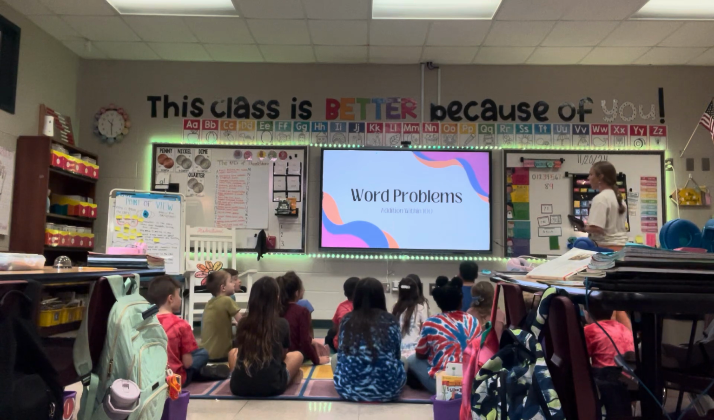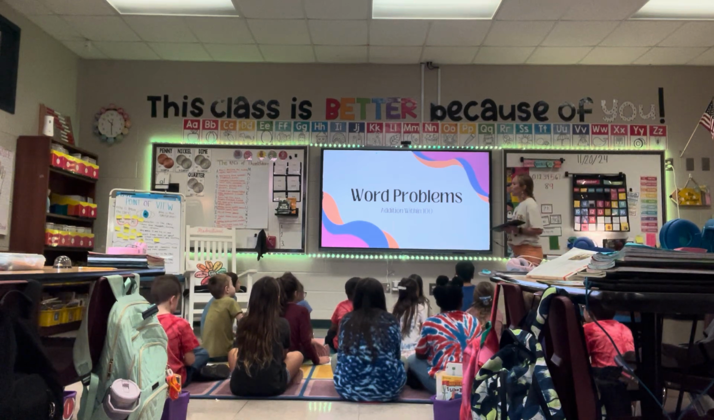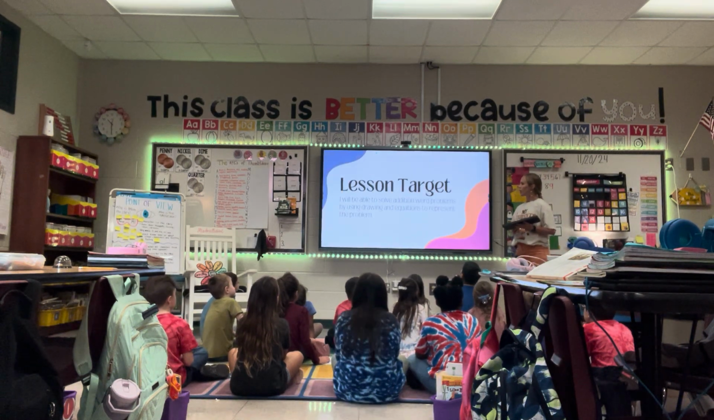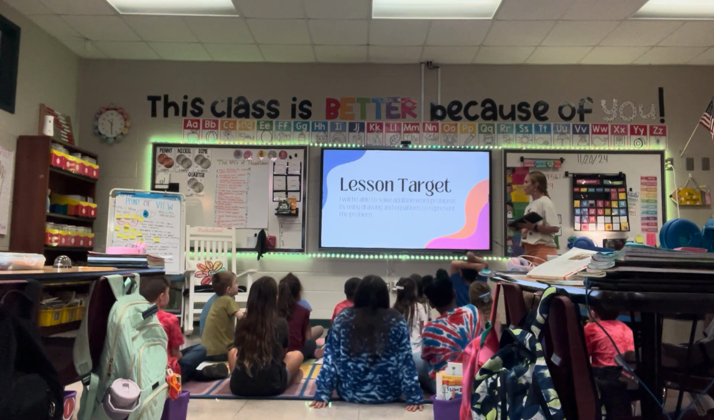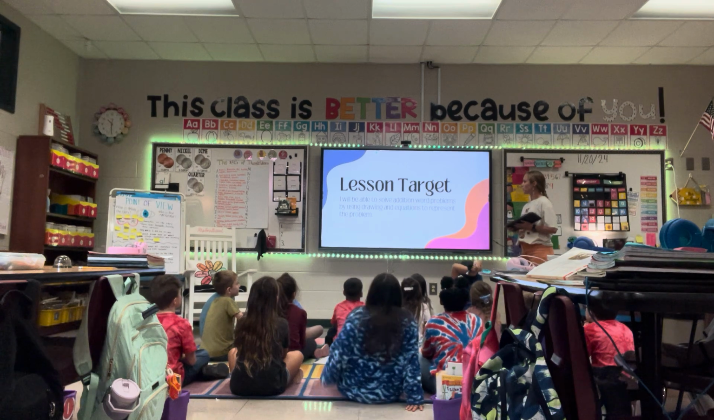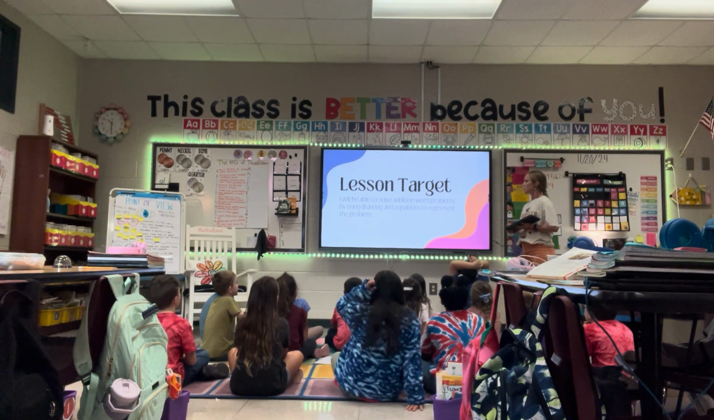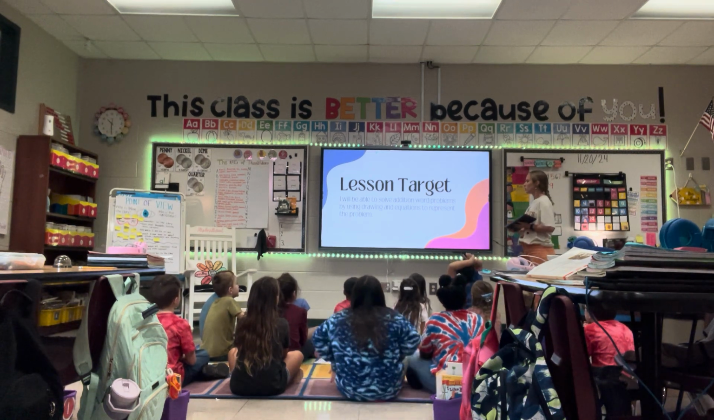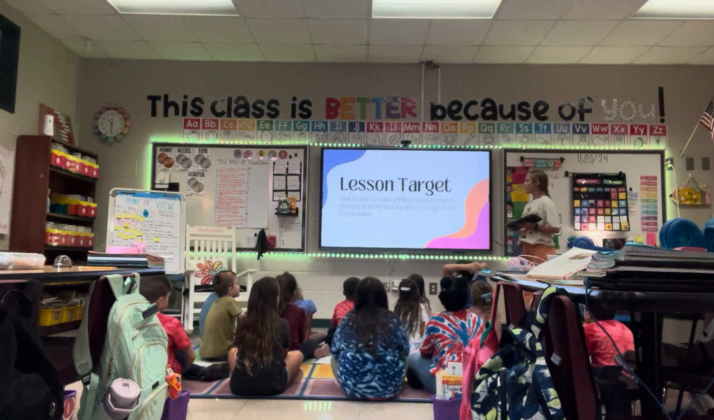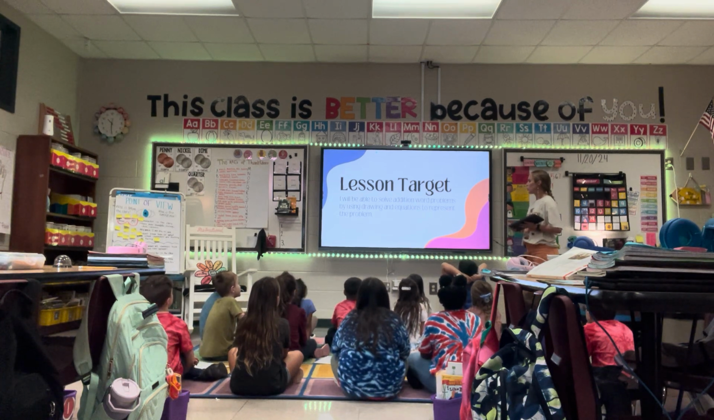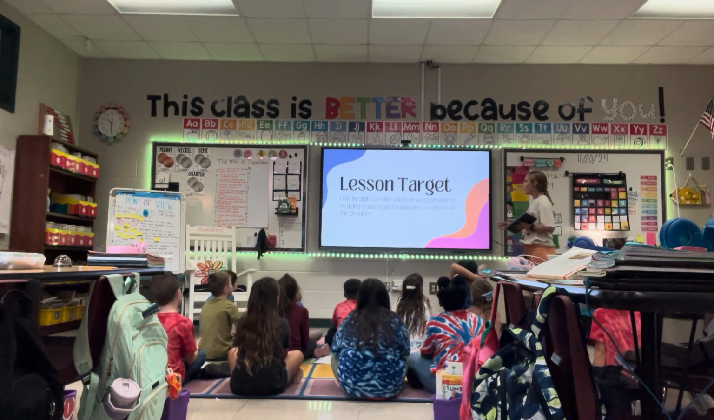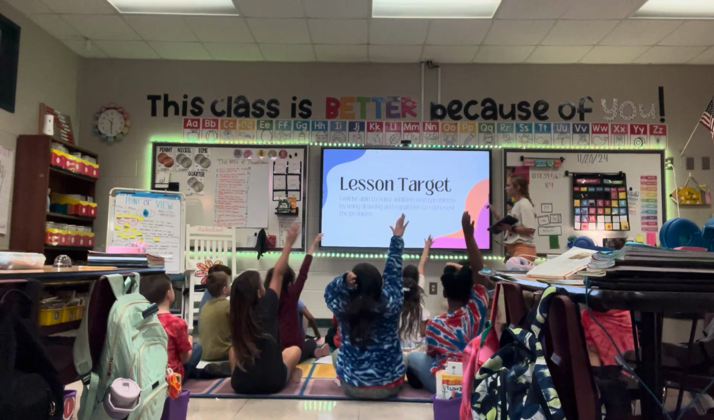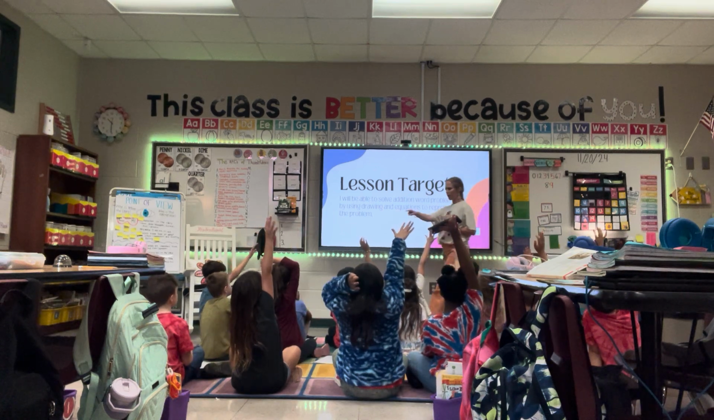We'll be looking at word problems and adding within 100. Our learning target: I will be able to solve addition word problems by using drawings and equations to represent a problem. Alright, so what are our verbs? What are you going to be able to do by the end of this lesson?